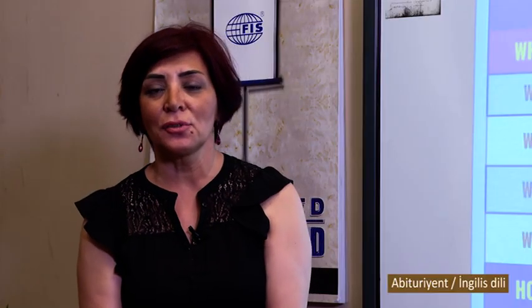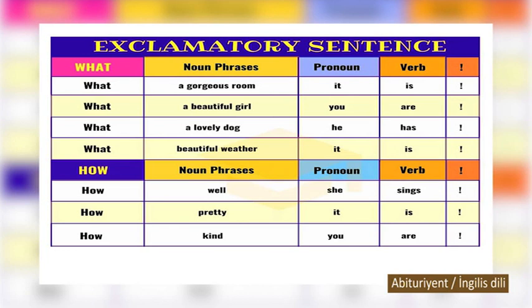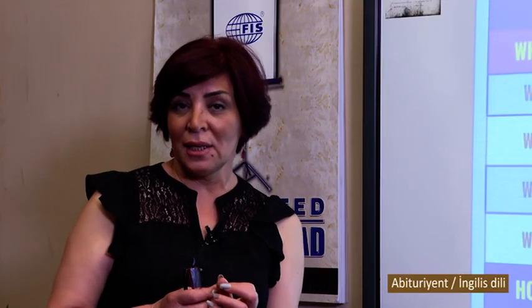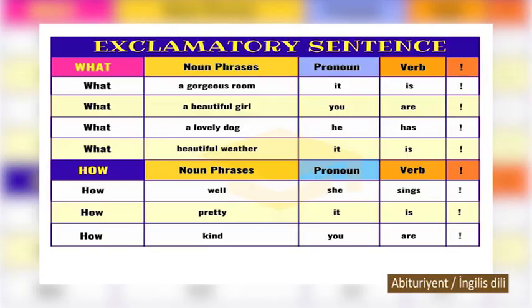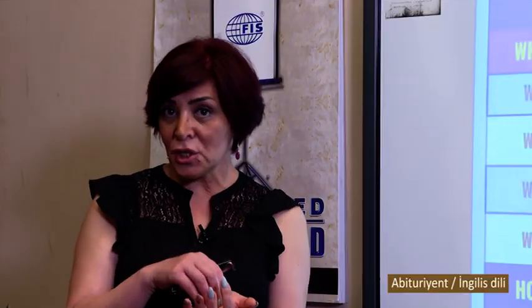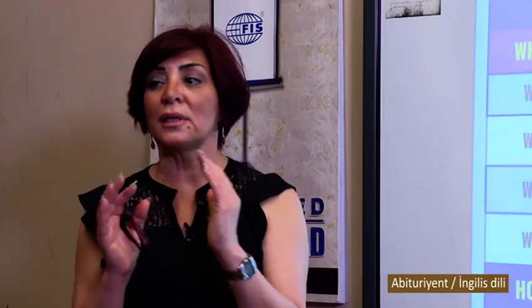Now I would like to draw your attention to the table. Again, the table is about exclamatory sentences, but this time we see other words that can be used to form exclamatory sentences. These words are what and how. You know that what and how are question words as well. In order not to confuse the question sentence and the exclamatory sentence, you have to remember the word order here.